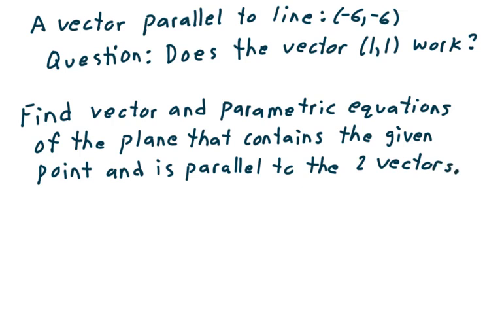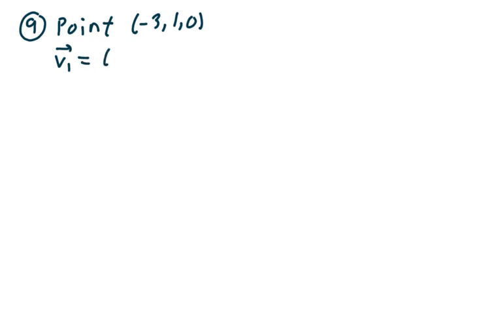Okay, this is good for us. These types of questions are a little different than what you would get in a traditional Calc 3. So if I give you the point (-3, 1, 0), and V1 is equal to (0, -3, 6), and V2 is equal to (-5, 1, 2).